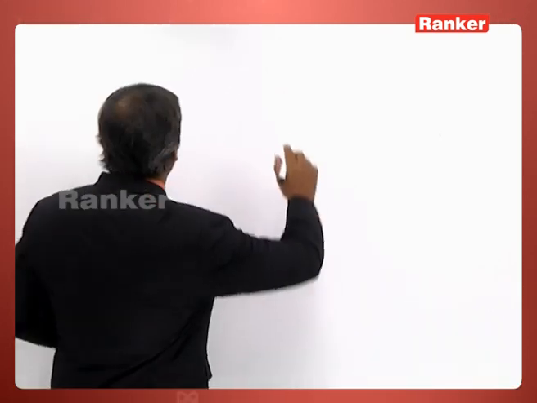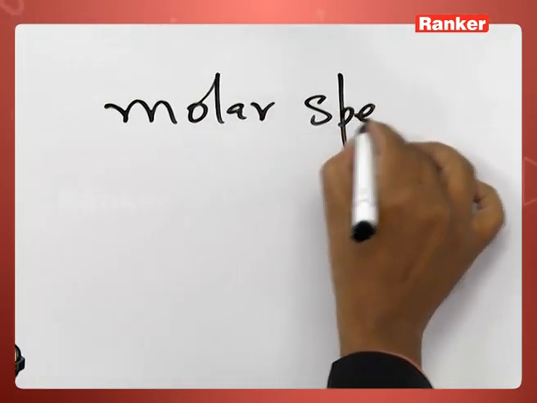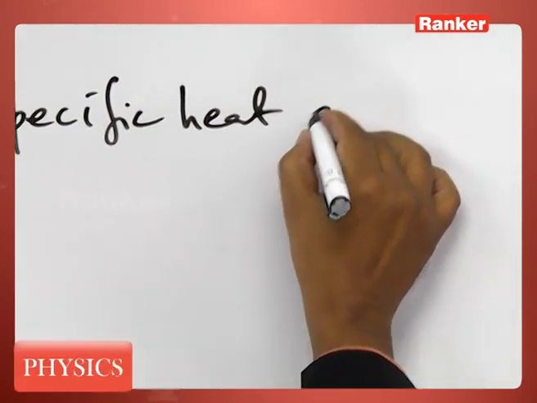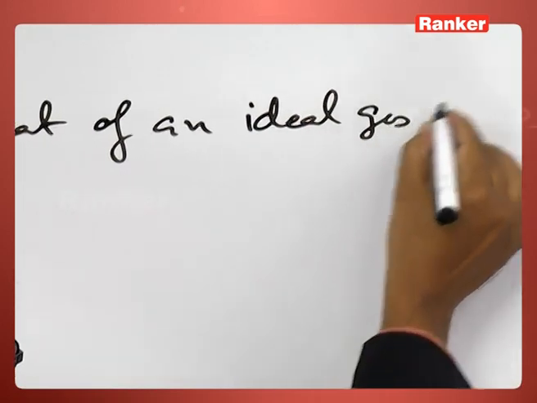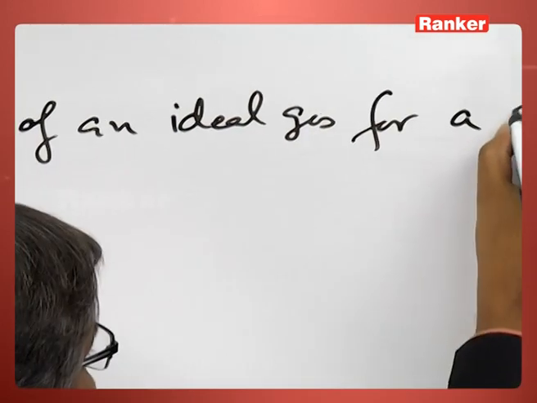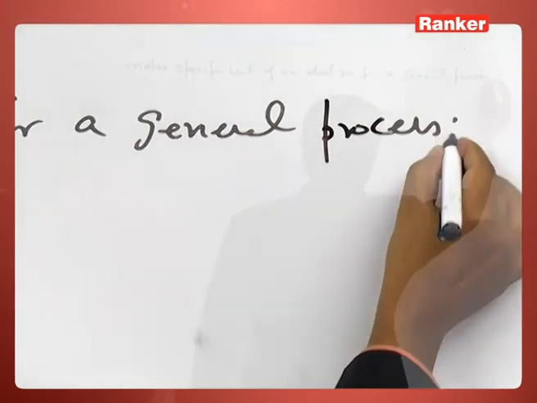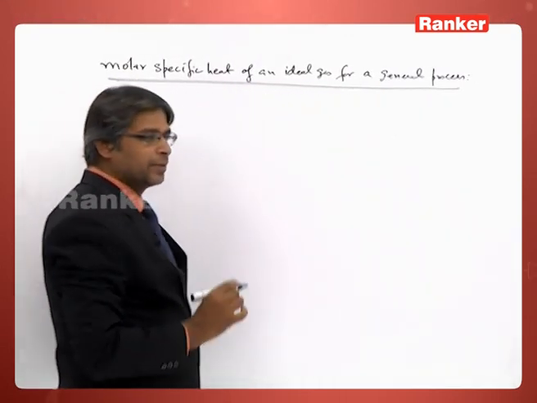So now let us come to the general expression for the molar specific heat of an ideal gas for a general process. If I don't know the process, then how will I write this for a general process?